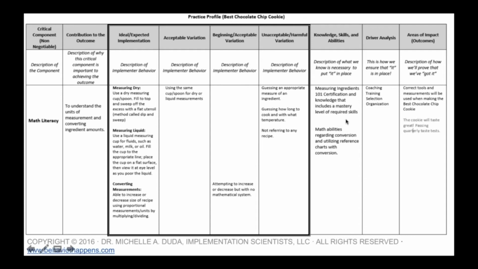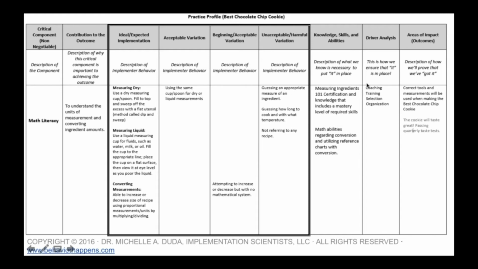And what you would need to do in a practice profile is identify certain core components that are really critical to whatever you're trying to do. And so right now we're trying to make the best chocolate chip cookie ever. I do want to point out, as it says on the bottom of the screen, that the format of this practice profile comes from the work of Dr. Michelle Duda, who's an implementation scientist and is currently actually working with our state with implementation science. So the first column, as many of you can see, is the critical component.